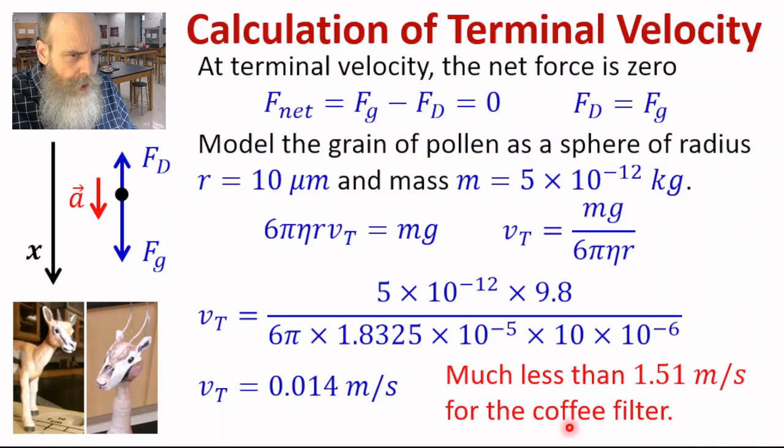Note that this is much less than the value we measured for the coffee filter, which was 1.51 meters per second. The terminal velocity when we have viscous drag is much less than the terminal velocity when we have inertial drag.